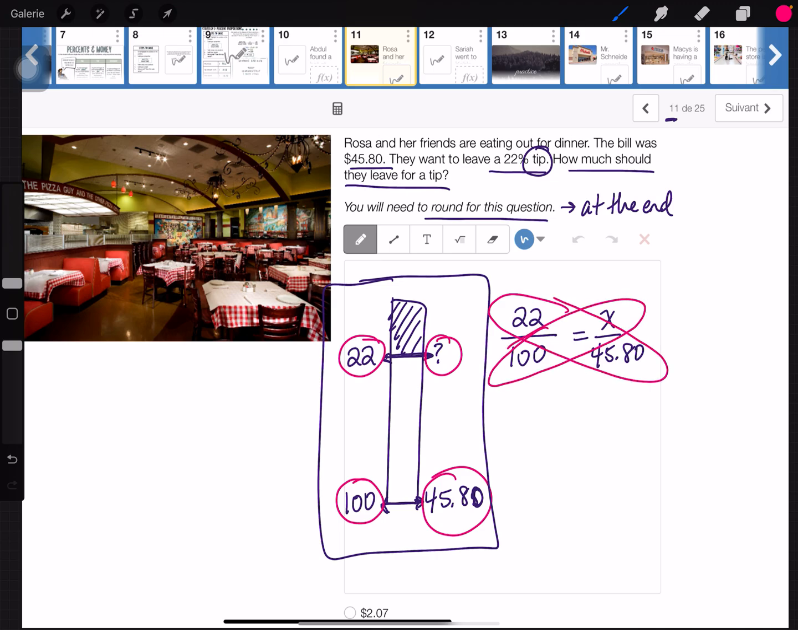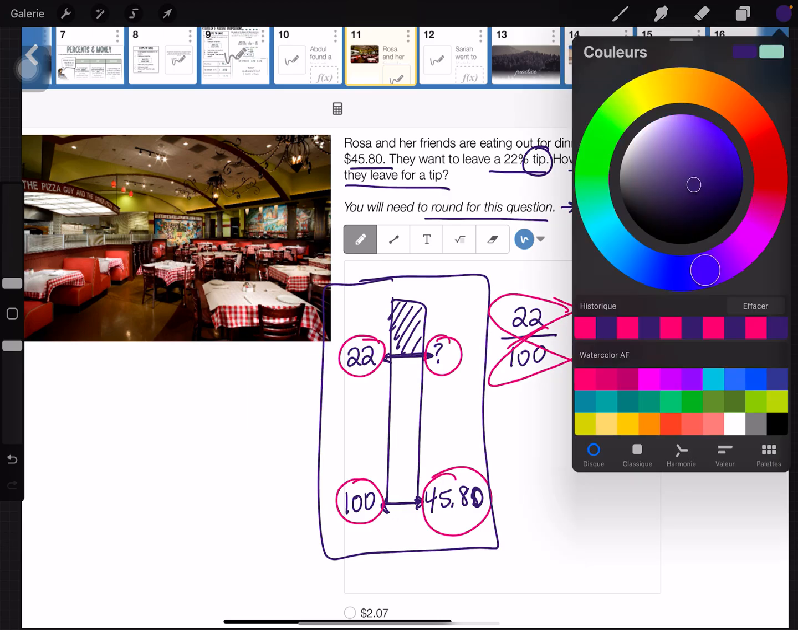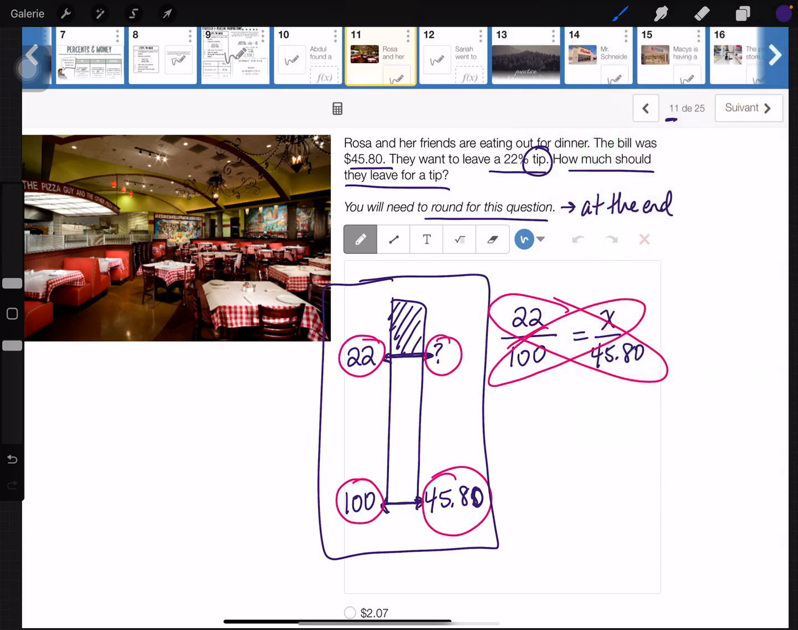I'm going to cross multiply. This is the butterfly method. And I can go ahead and multiply out my opposite numbers. So 100 times x equals 22 times 45.80. I'm going to need a calculator for this one.